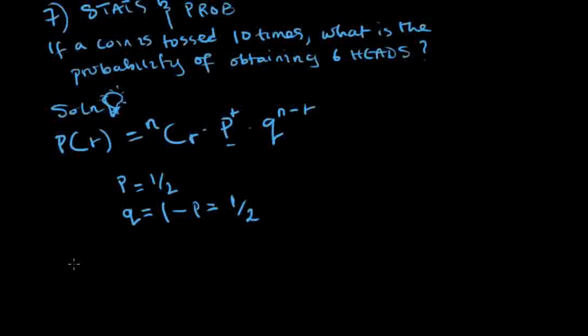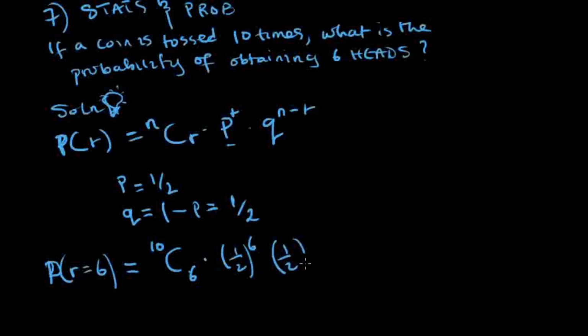So if they want me to find the probability of obtaining 6 heads, that means they want me to calculate P of r equal to 6. This is a capital letter P, and this is a small letter p. So remember, n is standing for the number of times the test was carried out. So r is standing for 6, 10 combination 6, p being 1 over 2 raised to the power of 6, then q is 1 over 2 raised to the power of 10 minus 6. So this will land me at my answer.